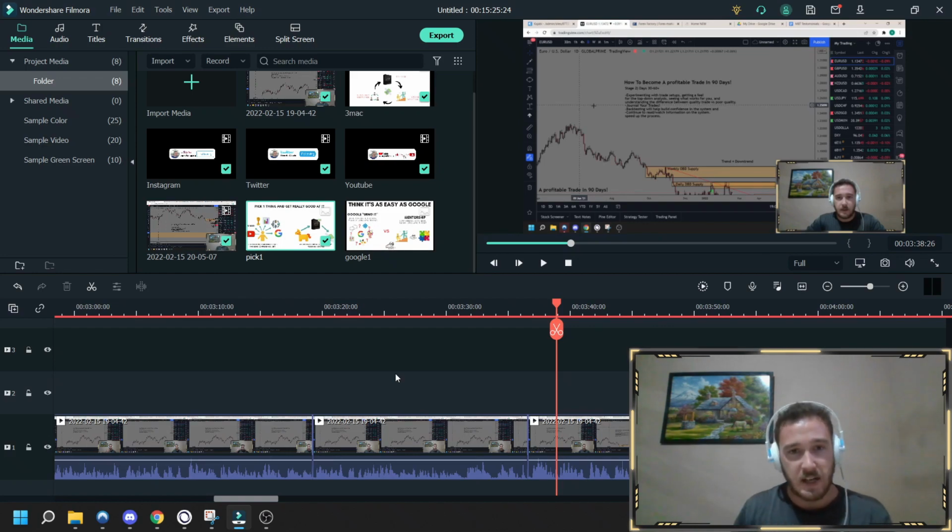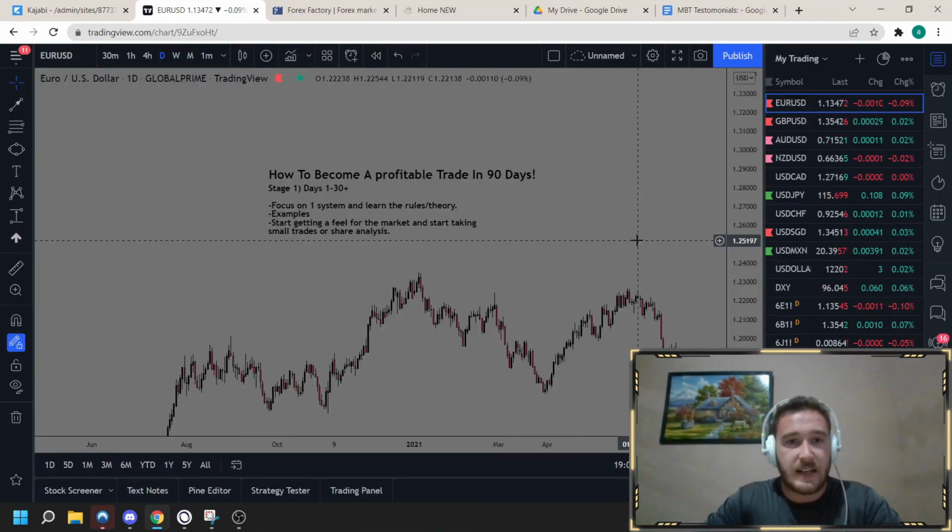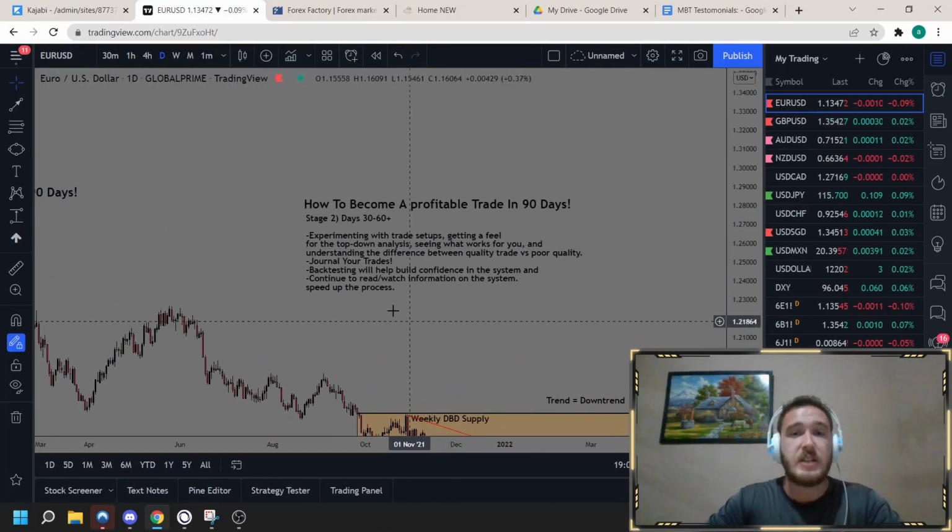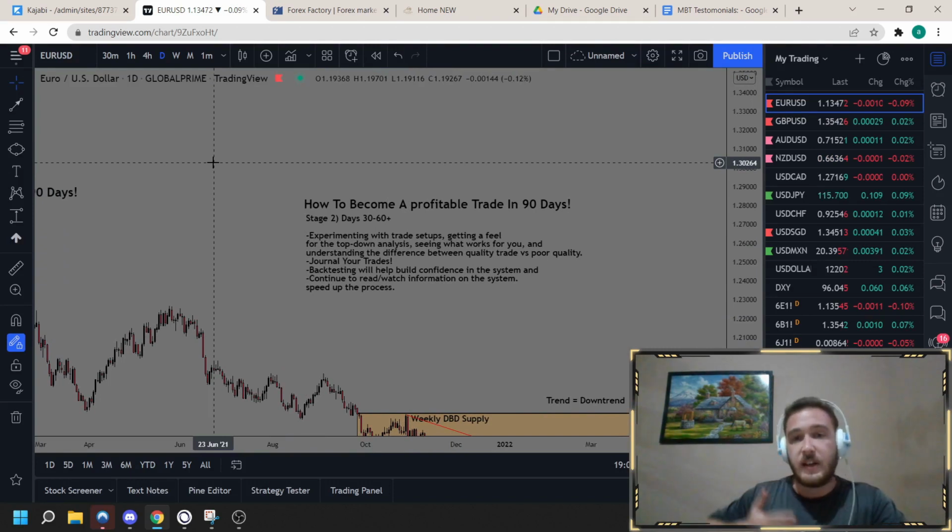Now let's get into stage two. So let's move on to the second stage, okay? The second stage is going to be days 30 to 60. So that next 30 days, this is where you're going to have a good basic knowledge of the supply and demand system or any other trading system out there. This is where you're going to want to start experimenting with trade setups, getting a feel for the whole top-down analysis and seeing how it works, understanding the difference between a good setup and a poor quality setup, right?